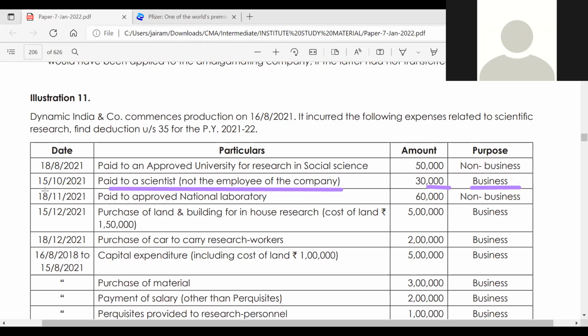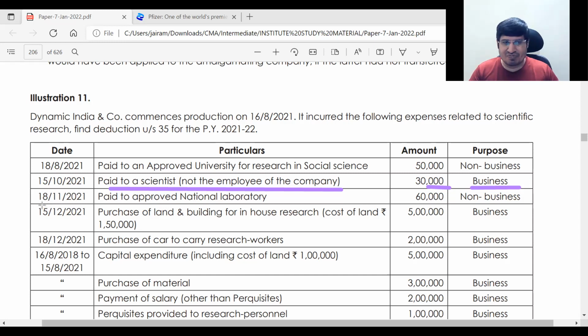Now next is date also you have to see. 18/11/2021 current. Okay, paid to approved national laboratory. Non-business is okay, so we'll get this right. Now next is 15/12/2021. Okay, this is also in the same year.